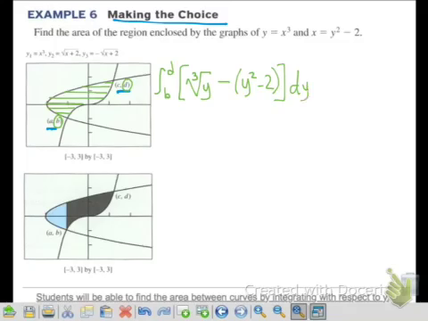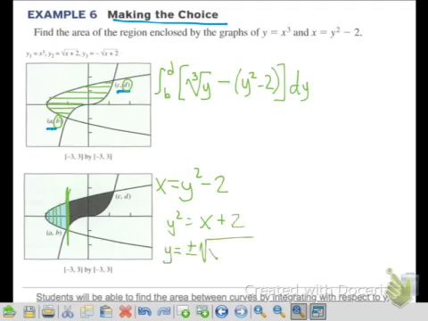Now let's look at what would have happened if we'd used x. First of all, we would have to split our region right here, because we wouldn't have enough space to go the whole way across. Also, if you look at this function here, you have the same function on top and bottom. This is the equation x equals y squared minus 2. If we try to solve that for x, we could do that, but it's going to end up being y squared equals x plus 2, and you need to be very careful here because this is plus or minus the square root of x plus 2.